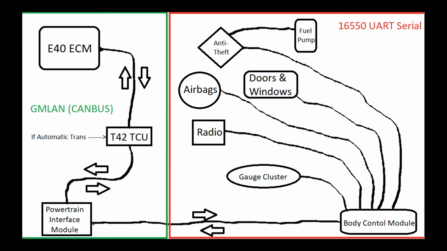And there are plenty. The body control module, if you look, controls the gauge cluster, the radio, the airbags, the doors and the windows, the anti-theft system, and by extension of that, the fuel pump. There's actually an immobilizer in there: if the body control module doesn't detect communication and a security link between the powertrain interface module and the ECM, the vehicle cannot start. If you swap out a powertrain interface module with a different one and you don't security link it to everything, the car won't start. If you put a new computer in and you don't security link it to the powertrain interface module using a Tech 2, the car won't start. That's how the anti-theft system works.